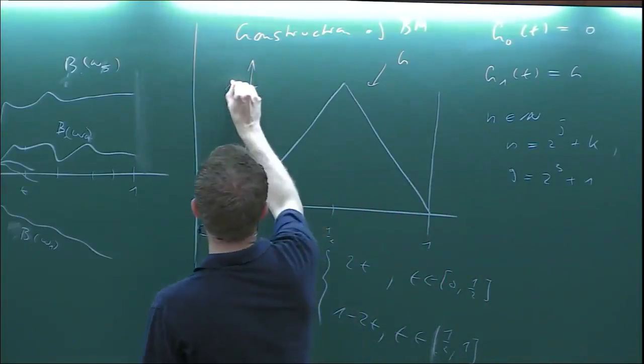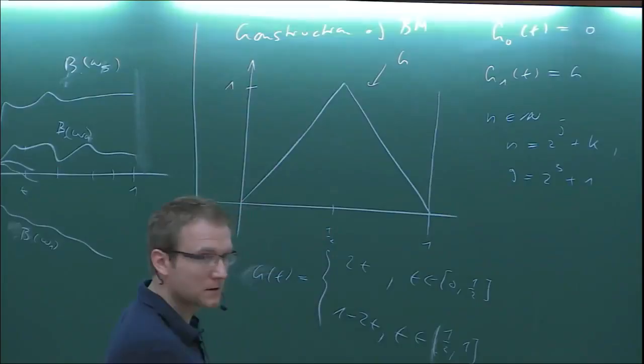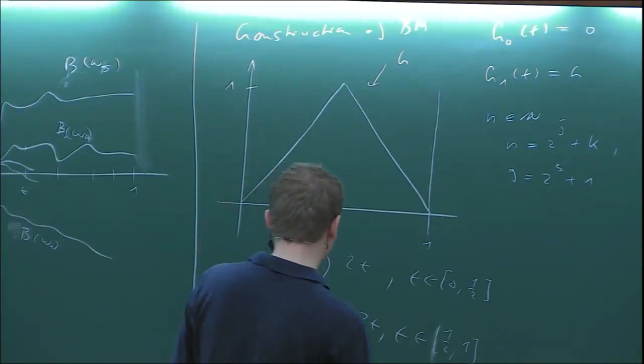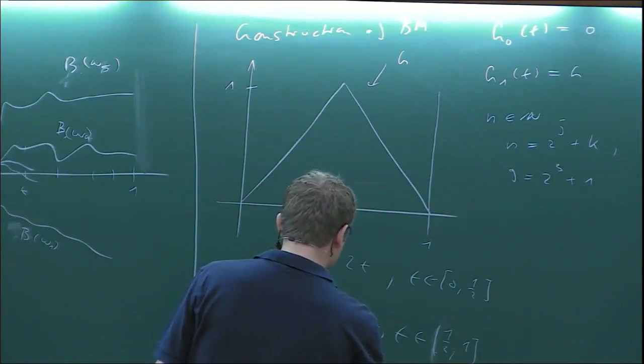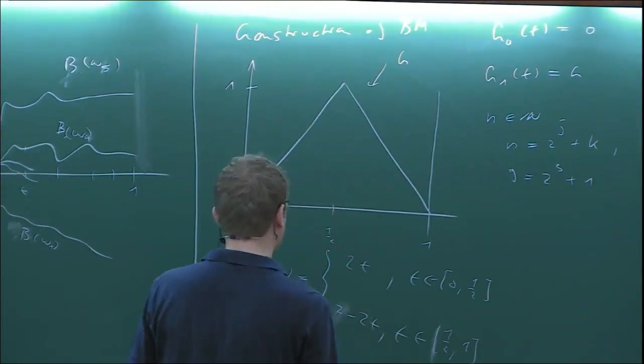No, this should be height 1. So at t equal to half, it should be 1. So it should be 2 minus 1. Yes, okay, this could be.